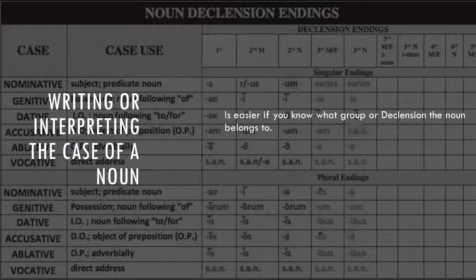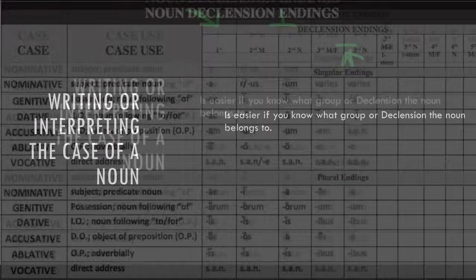A key idea to know and understand is that writing or interpreting the case of a noun is going to be easier if you know what group or declension of nouns the noun itself belongs to. You're probably wondering, what do you mean by the declension of a noun? Declension is just a fancy name for a group of nouns.